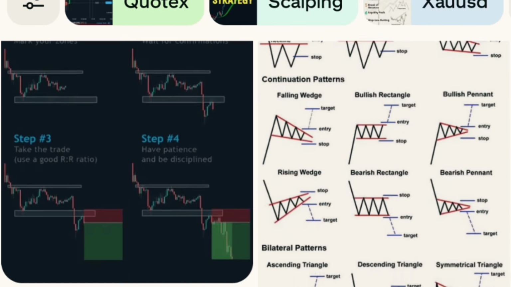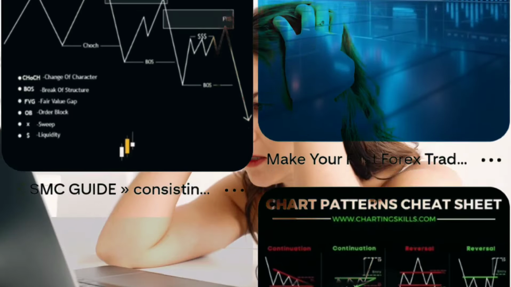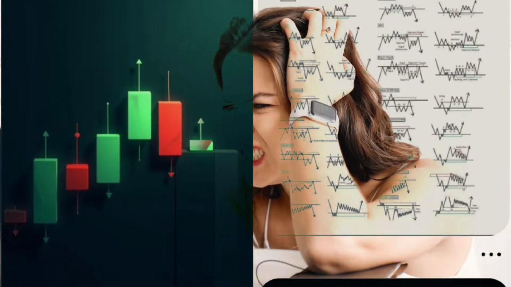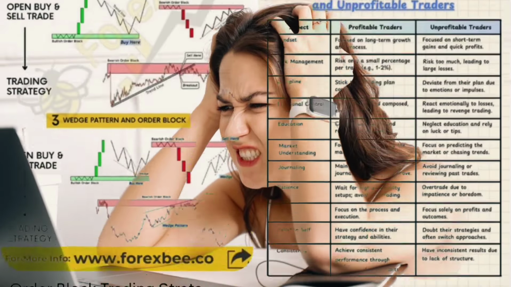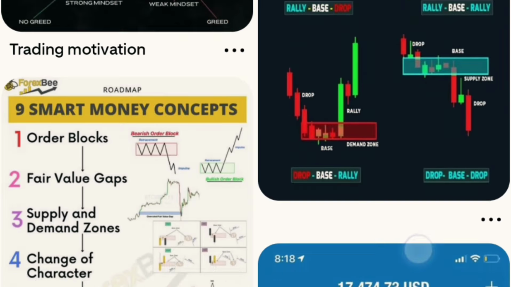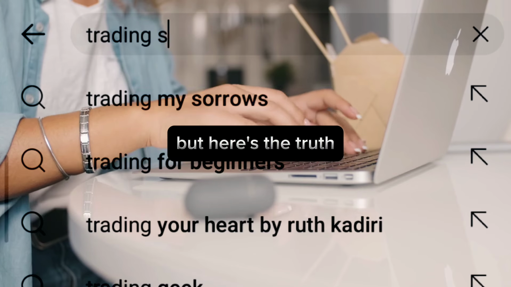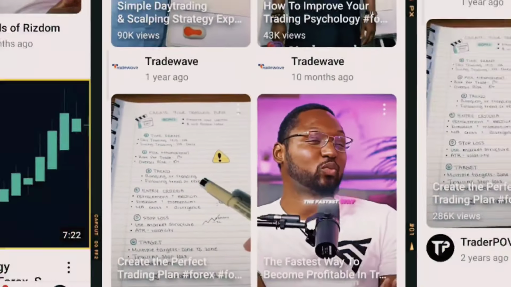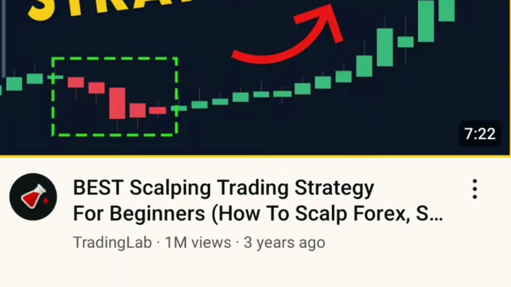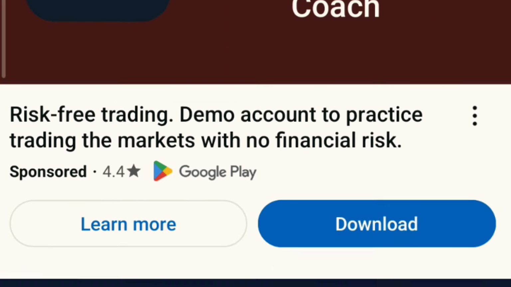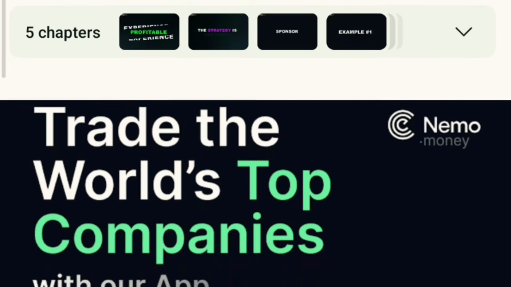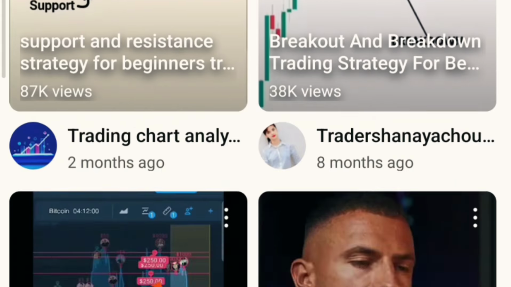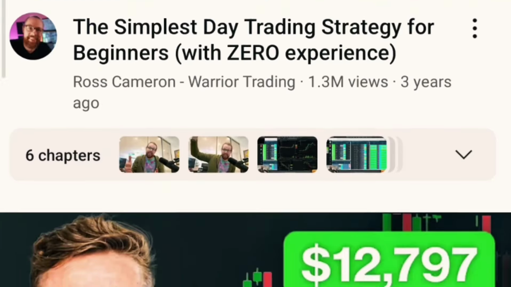With so much conflicting advice, trading has become a battlefield of opinions. From social media hype to expert analysis, new traders often find themselves overwhelmed, struggling to separate useful insights from noise. But here's the truth: no two traders approach the market the same way.